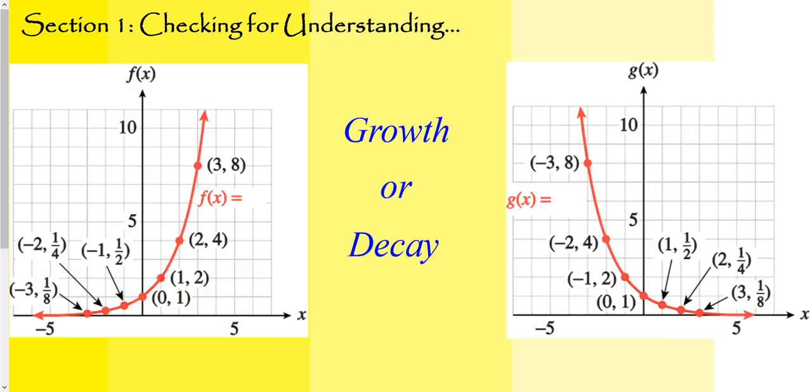Now, when you look at these two graphs, we would say the graph on the left, because as you go to the right, it gets bigger, is a growth graph. Where the one on the right, as you go to the right, it gets smaller. We would say that is a decay graph.